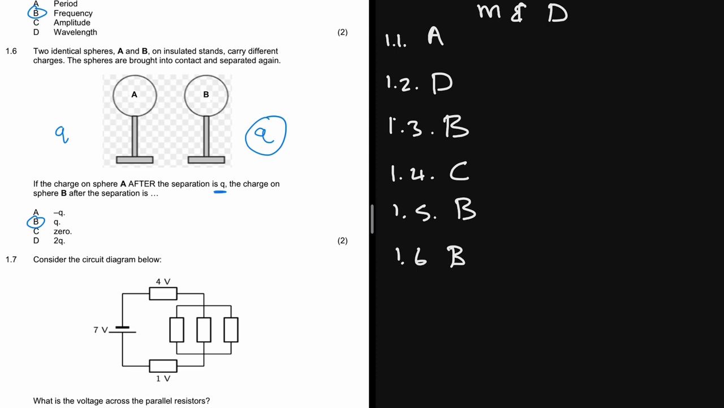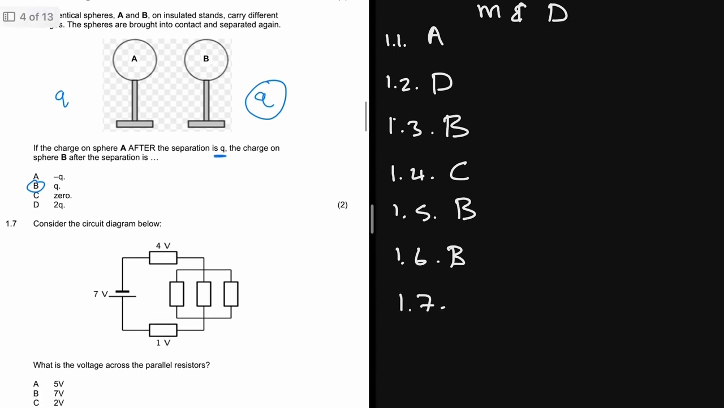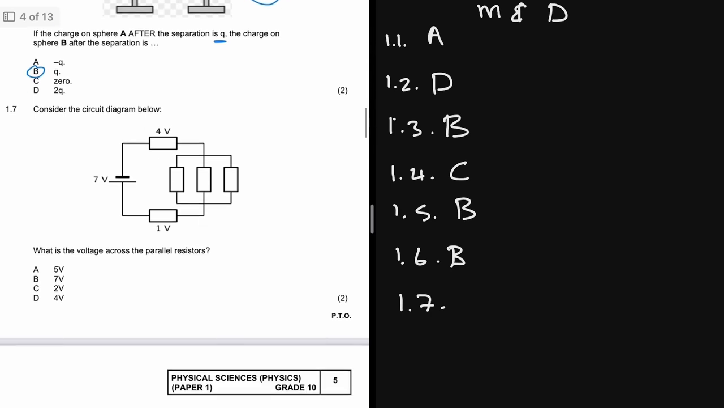So now 1.7, it says we must consider the circuit below. We can see now we have a battery of 7 volts. And we have this resistor here that is in series, and this is also in series. And then we only have these 3 ones that are in parallel. So they say now, what is the voltage across the parallel resistors?